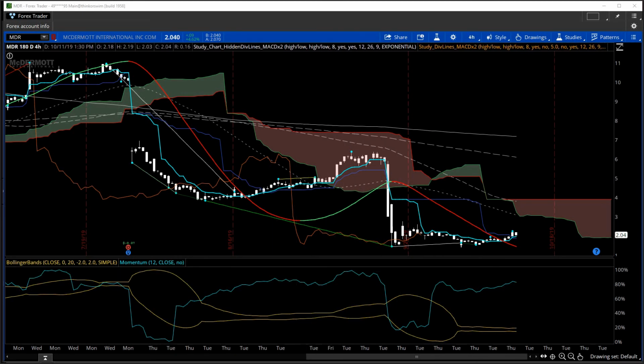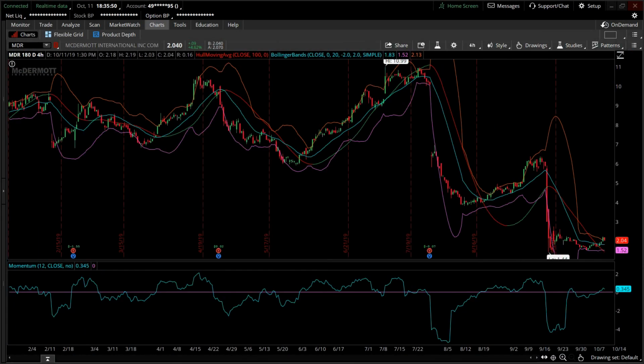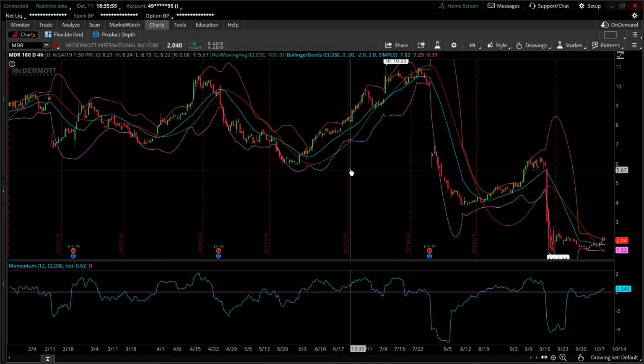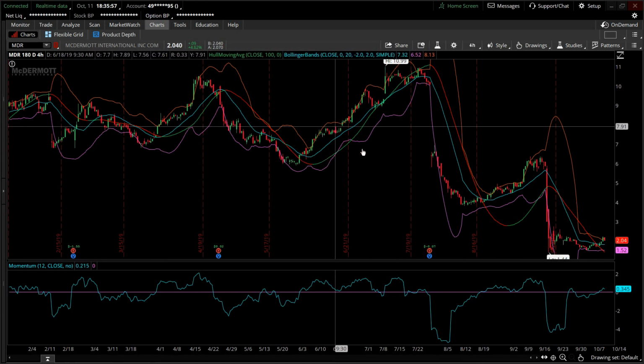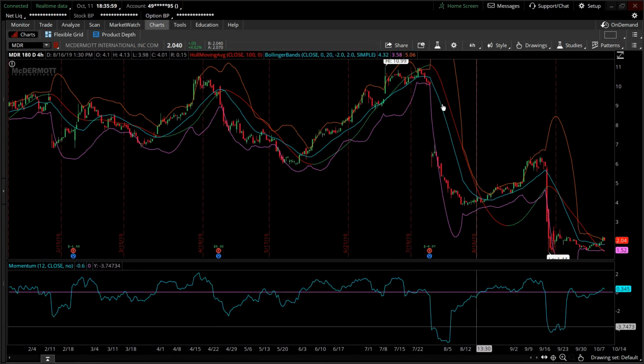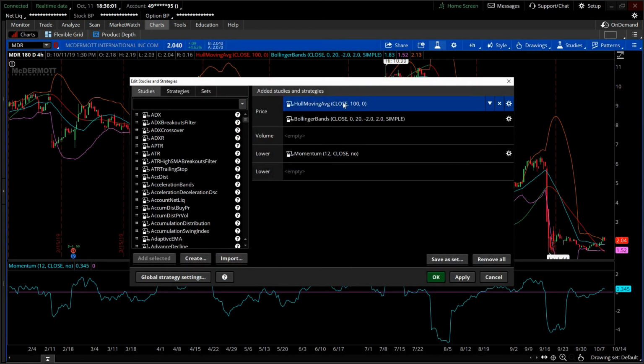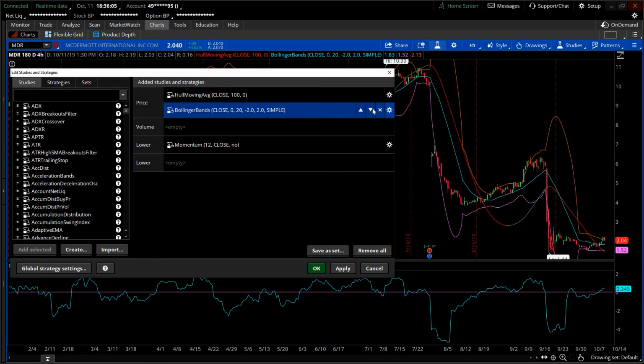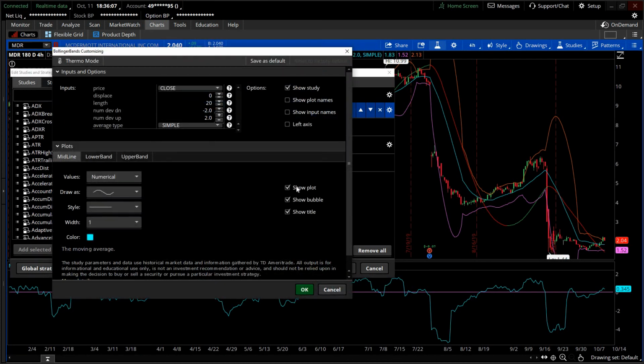For right now, I'm going to move this out of the way and go to the basics, so that it's broken down better for you guys. Right here, I have the whole moving average, the Bollinger Bands, and the momentum. The whole moving average, I set to 100. The Bollinger Bands, when I go inside, I just keep standard, don't change anything, but I get rid of the middle line, the middle plot.